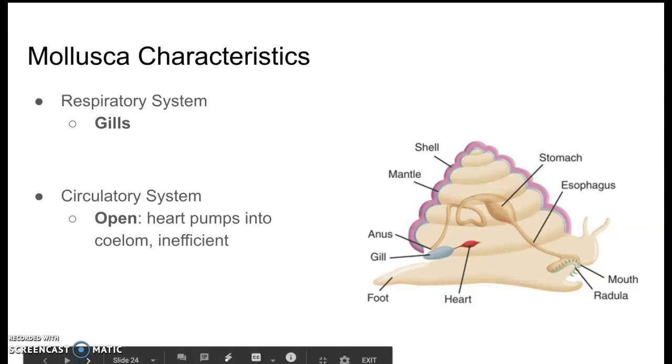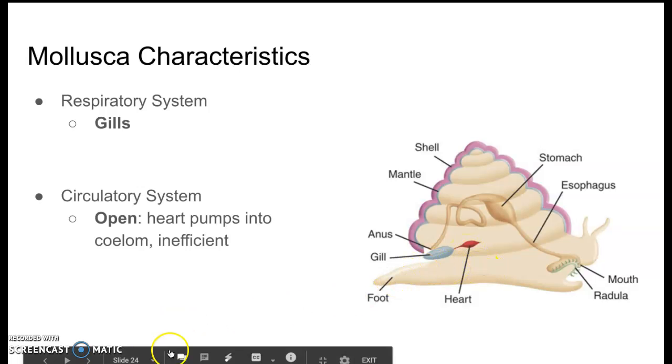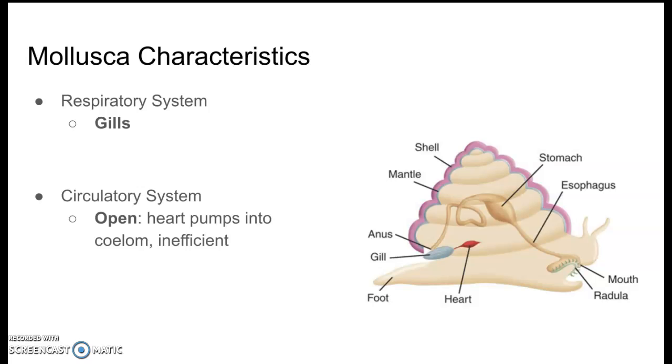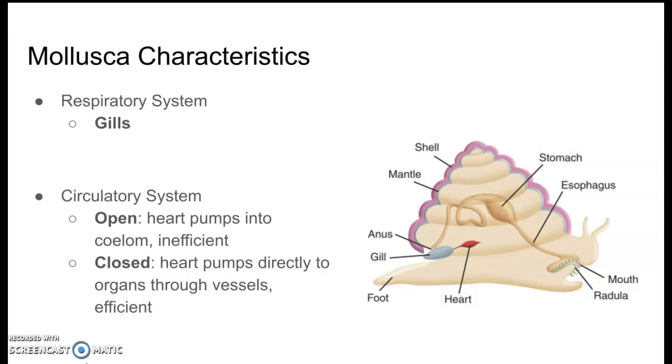So there are two types of heart pumping systems. You have an open circulatory system, which means that the heart pumps blood into the entire coelom, and so there are no veins or anything that carries the blood. So it's inefficient because it has to work a lot harder to distribute all the material. But if you have a closed circulatory system like humans do, it means that the heart pumps the material through all the organs, through your vessels, and it's a lot more efficient.